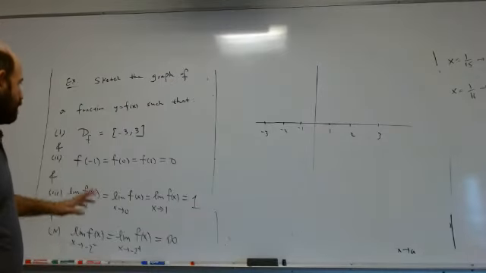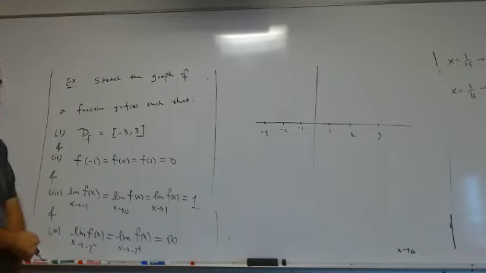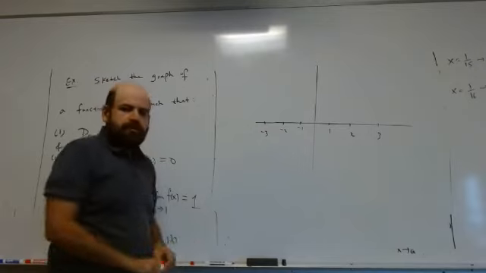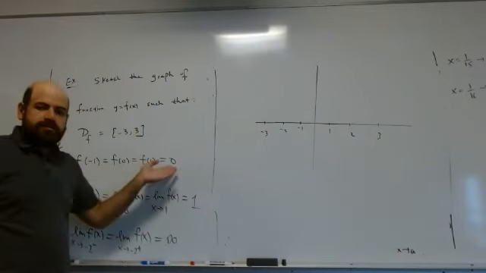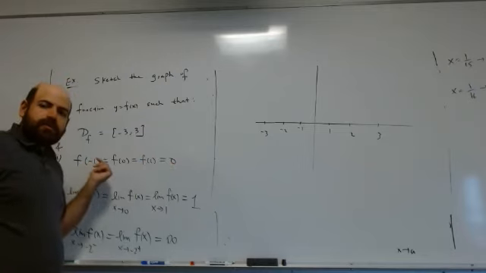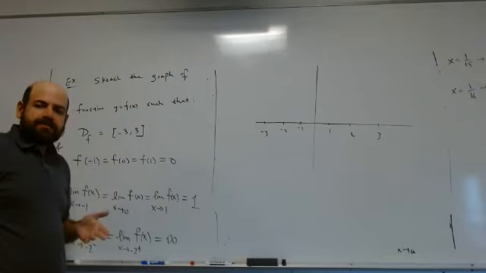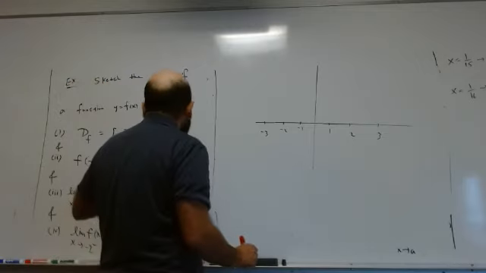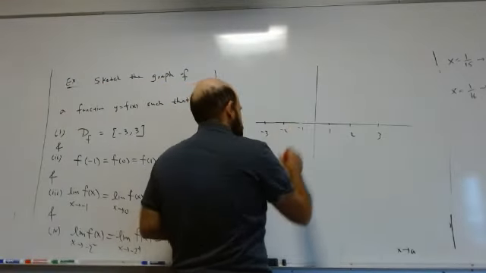And what else do we want? We want f of -1 to be 0. F of -1 to be 0 means what? Means that's an x-intercept, right? F of -1 equals 0 means the y value is 0 as x equals -1. So that means you're crossing the x-axis at that point at x equals -1, which means it's an x-intercept for your graph. So f of -1 equals 0.